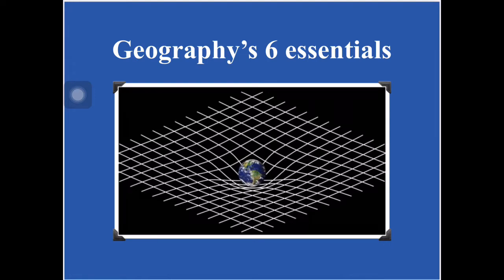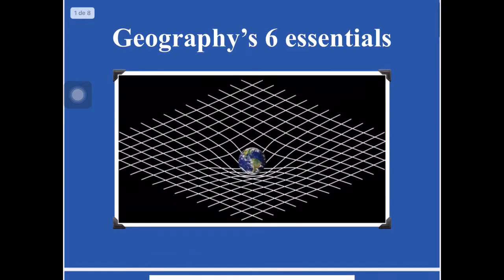This is actually going to be pretty easy for you because you already understand the 5 elements or themes of geography. And this is just another way to see the same thing. This is another way to characterize geography. So this is going to be pretty simple.